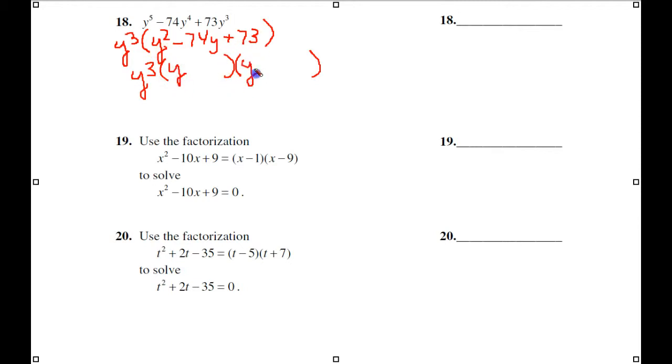Y, 73 and 1. I need a positive, so both of these need to be negative, and inners and outers add up to that.